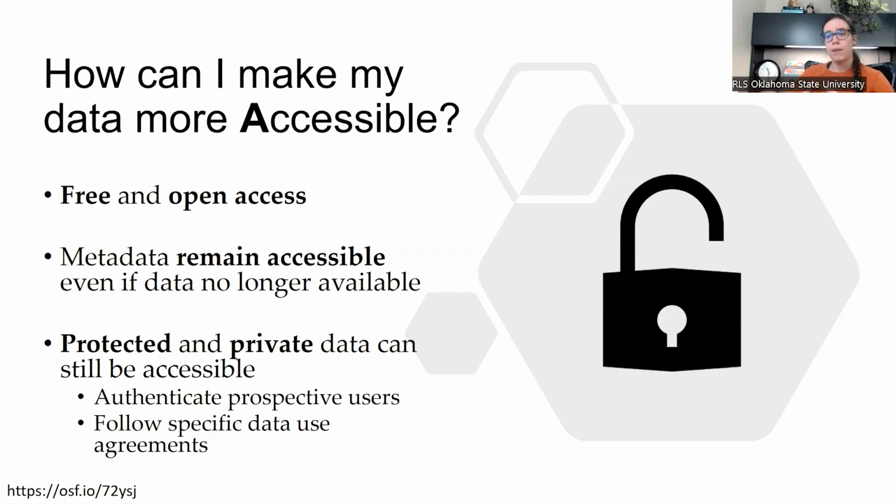And for those of you who work with protected and private data, and you're concerned about this free and open access aspect, you can still make those types of sensitive data accessible without putting yourself or participants or people's personal information at risk. There are data repositories that are more designed for this type of sensitive data. Some of the practices they often have in place is having prospective users get authenticated before they can even start trying to access the data, to make sure that these people are who they say they are, and affiliated with who they say they're affiliated with. And then you also make sure that your data have very specific data use agreements that these users will agree to. So you have complete control over the extent to which people can actually utilize and reuse your protected and private data.